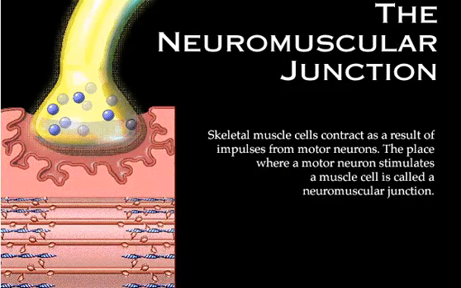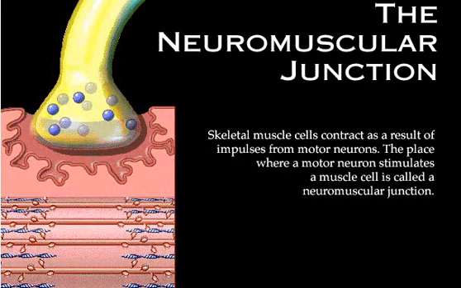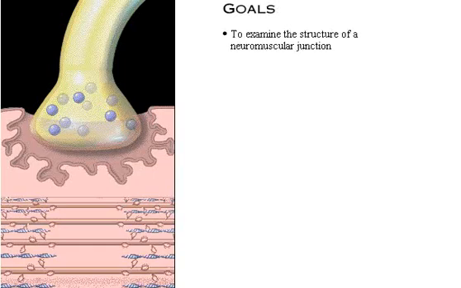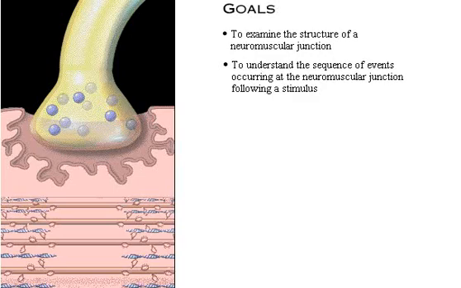Skeletal muscle cells contract as a result of impulses from motor neurons. The place where a motor neuron stimulates a muscle cell is called a neuromuscular junction. Your goals for learning are to examine the structure of a neuromuscular junction, and to understand the sequence of events occurring at the neuromuscular junction following a stimulus.